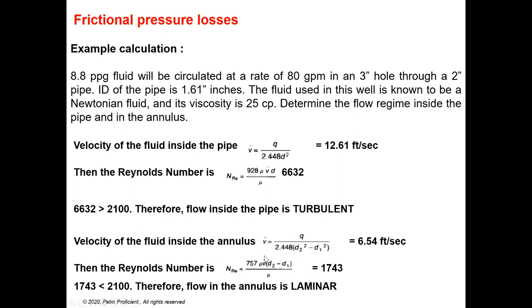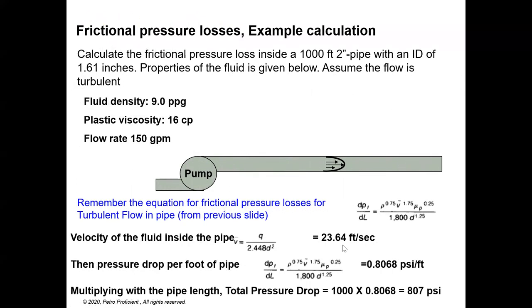But this is just one example. In every scenario, in every well, you need to find out what the flow regimes are. And then after that, you substitute these values in the calculations here, and you determine the velocity in the pipe and the pressure drop in the pipe. In this case, the pressure drop gradient was 0.860 psi per foot. And if you multiply that by, let's say, a 1,000 foot length, then you would get 807 psi total pressure drop.